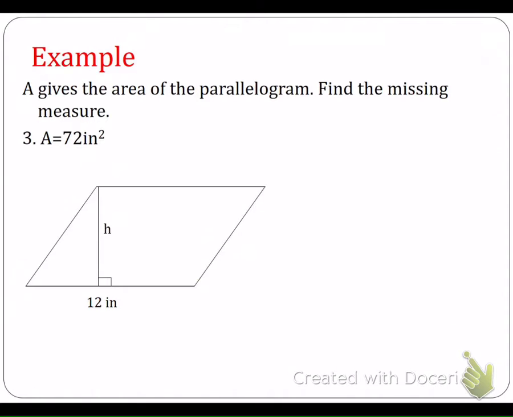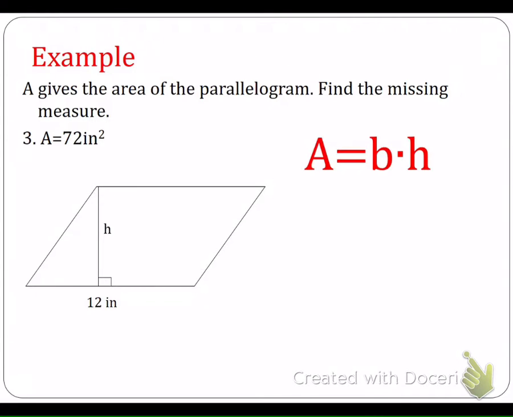All right. So you might also see them like this where it's in reverse, and there are a bunch of these in the packet you're going to get tomorrow. It says A gives the area of the parallelogram, find the missing measurement. So if the area is 72 square inches and the base is 12 inches, how high must this thing be? 6. So the way you do it is you write an equation.